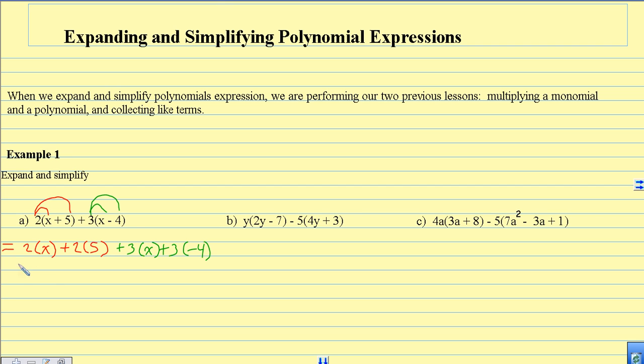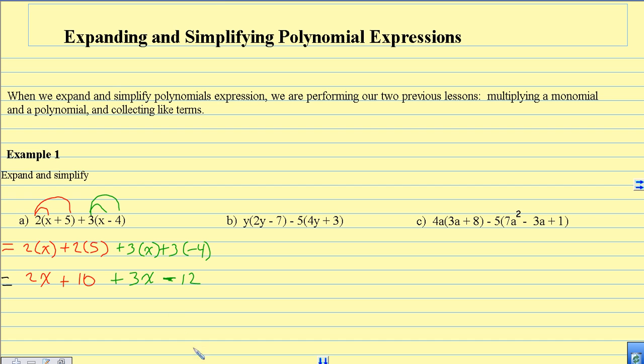Alright, now let's go ahead and simplify all these. This becomes 2x, and then 2 times 5 would be plus 10. Then plus 3 times x, 3x, and then plus 3 times negative 4 would become minus 12.